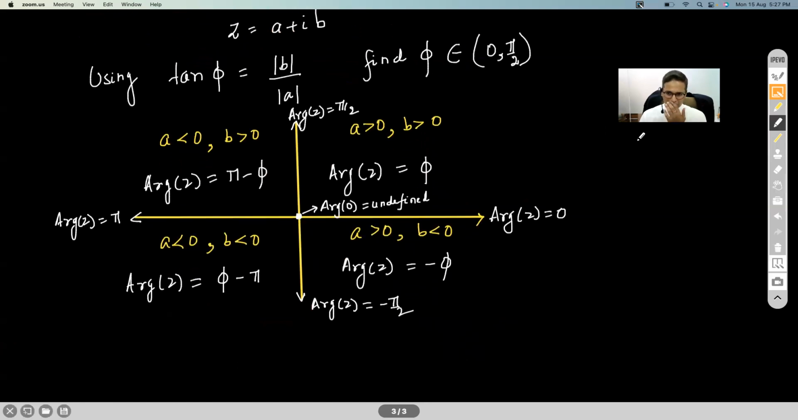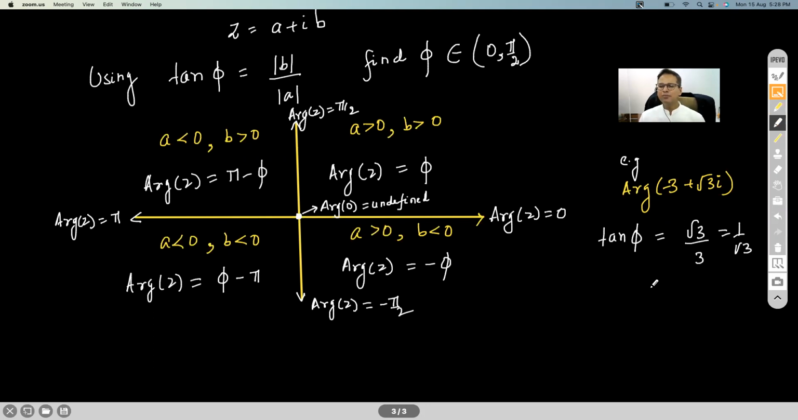Let us say somebody gives me, what is the argument of minus 3 plus root 3i? Okay, let's say this is the question. So if I don't want to represent this on the Argand plane and then figure out the shortest angle, I directly want to use a formula. I'm a formula guy. So what I'll do is I'll first find tan phi. Tan phi will be what? Mod b by mod a. Mod b is root 3 only, and mod a is 3. So this is 1 by root 3.